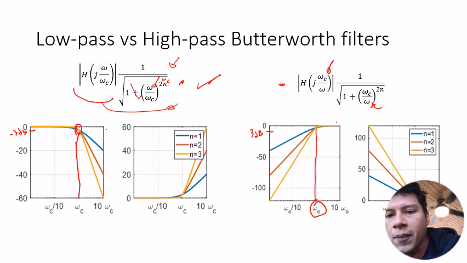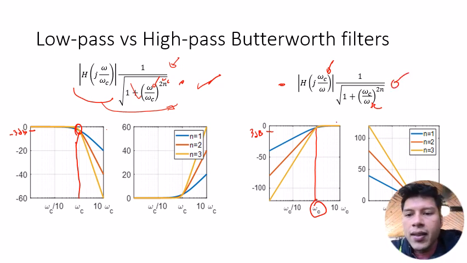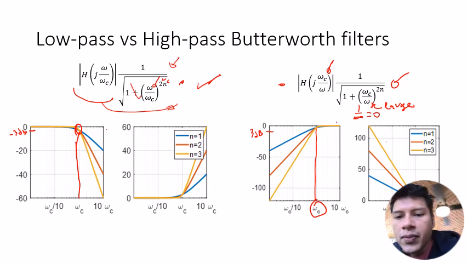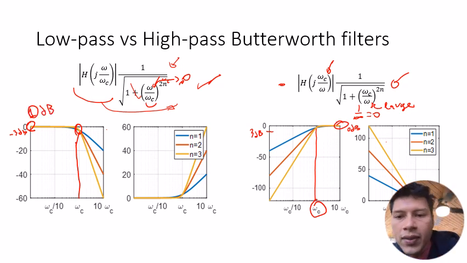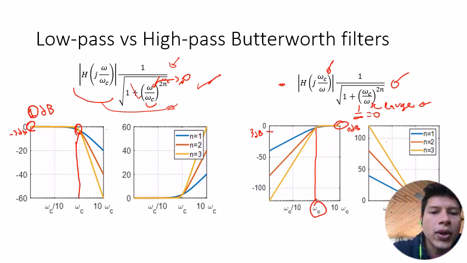Additionally, for this particular case, if omega is large, then this becomes 1 over infinity, which is effectively 0. So my response will tend to 1, or 0 decibels. Whereas in contrast, if I plug in 0 here, then this thing will be 0. And so this will be 1 over 1. And as the frequency tends to 0, my response will tend to 1 or 0 decibels. So this one is a high pass filter. This one is a low pass filter.